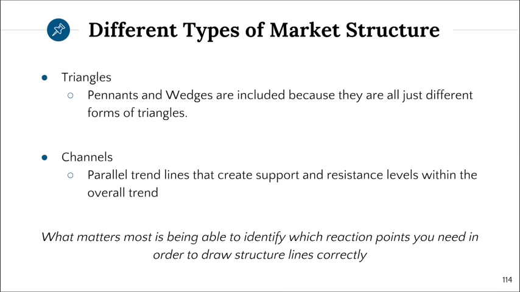There's so many different types of market structure out there that people talk about. There's so many different ways to analyze all this structure. It's almost laughable. I really want you to focus on two types of structure for this course. That's it. Triangles, which includes pennants and wedges if you're into all that stuff. To me, it's all triangles. That's all it really is. They're all just different forms of triangles.